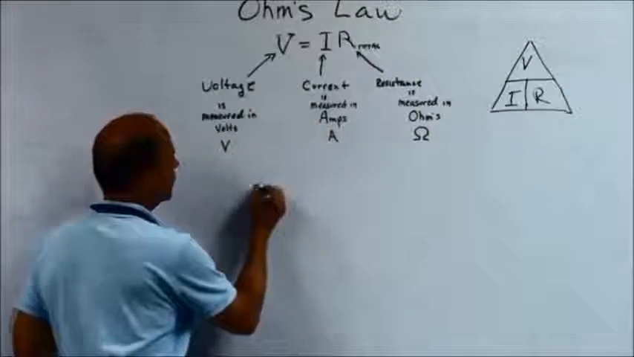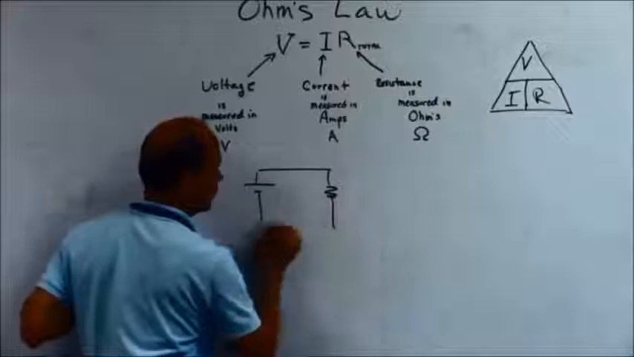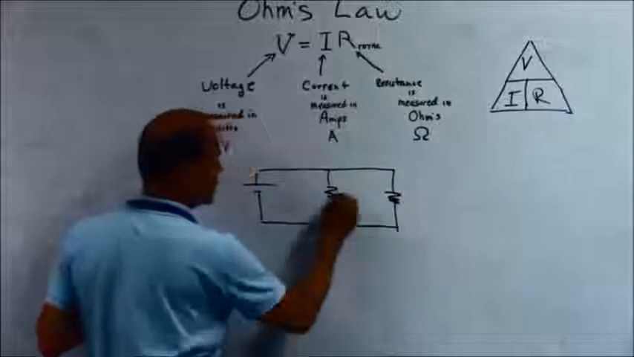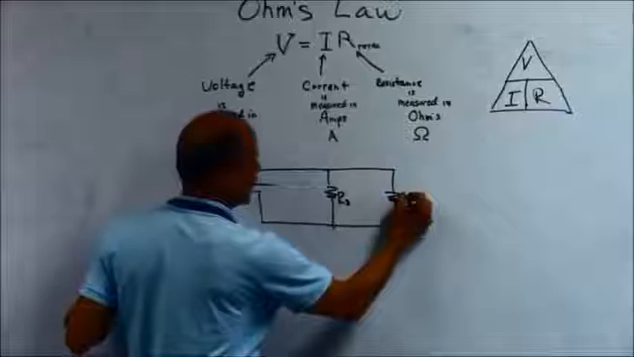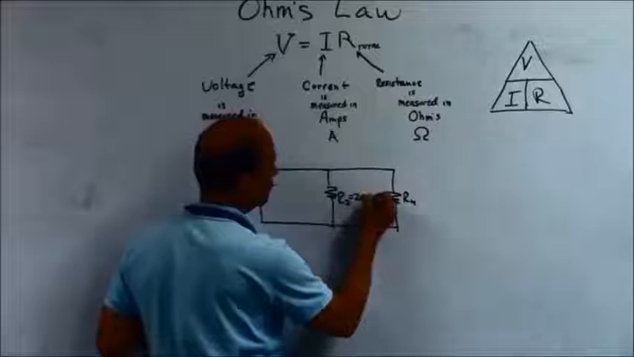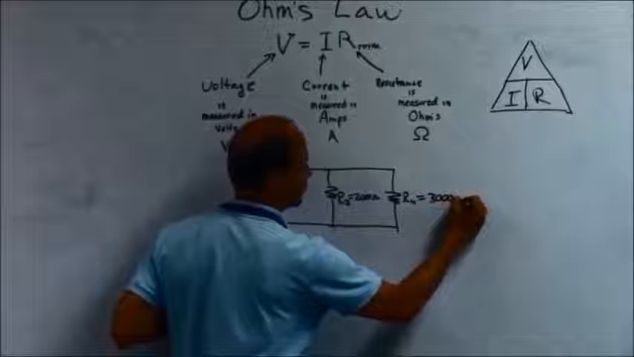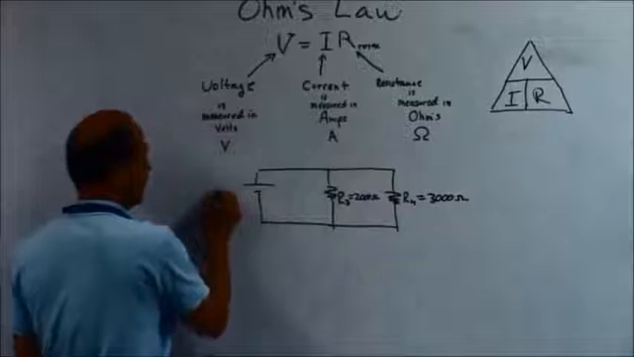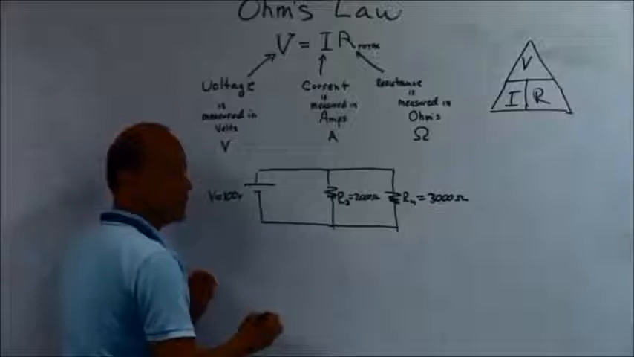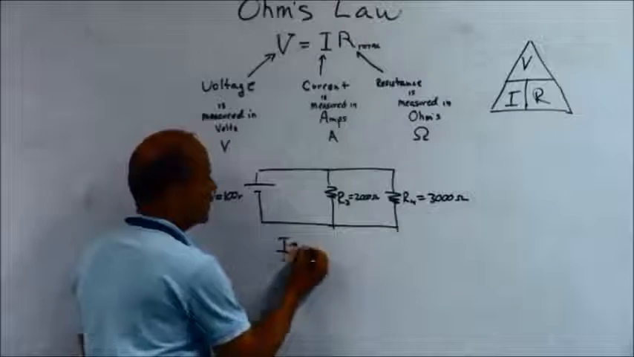Okay, now I'm going to draw a parallel circuit. Let's use our same resistors, except this time I'm going to call them R3 and R4. R3 is going to be the 2,000, and R4 is going to be the 3,000. And we're going to use the same voltage, equal to 100 volts. And I'm going to ask you, what is the current flow through a parallel circuit? Using the same resistors, it's going to be a different answer.